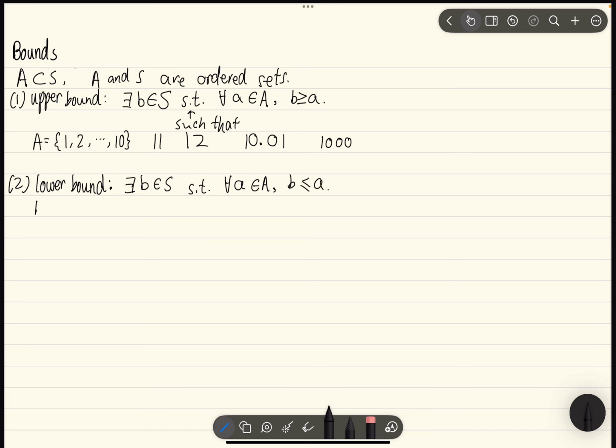So an example again would be this ordered set A, 1 to 10, and some lower bounds could be 0, 0.9, 0.99999, negative 10, negative pi, 0.1, and more. So again, there are an infinite number of lower bounds for this ordered set A.